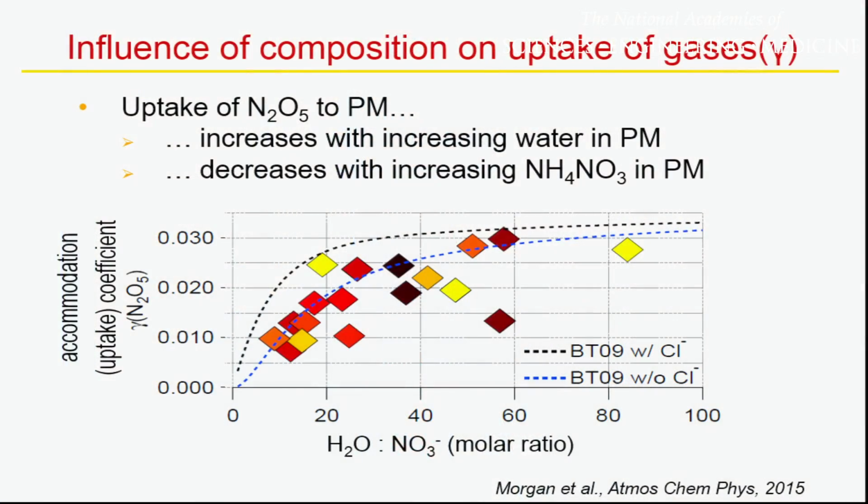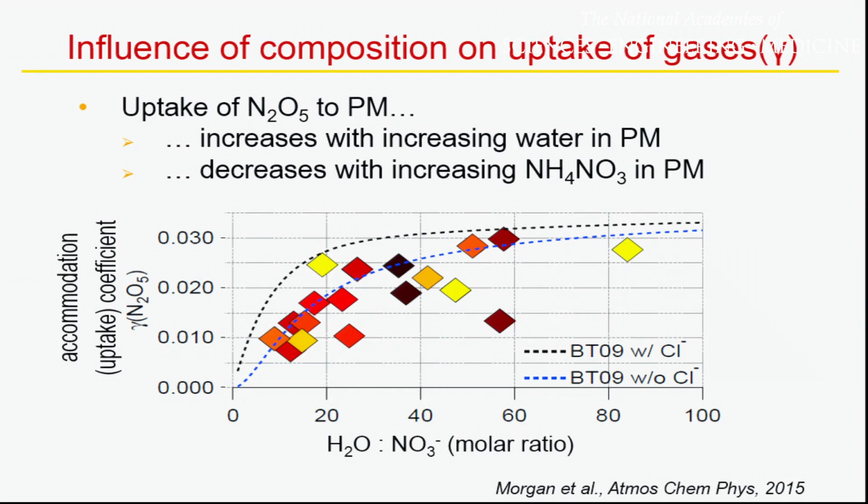The composition of PM influences the uptake of gases into that PM and subsequent chemistry that can occur when gases are taken up by the PM. The example I have here is for dinitrogen pentoxide. It's from a relatively recent paper. The authors found that as the water content of PM increased, the accommodation coefficient, the uptake of N2O5, went up as much as a factor of 3. Conversely, the more nitrate present in the PM, the slower the uptake of the dinitrogen pentoxide.